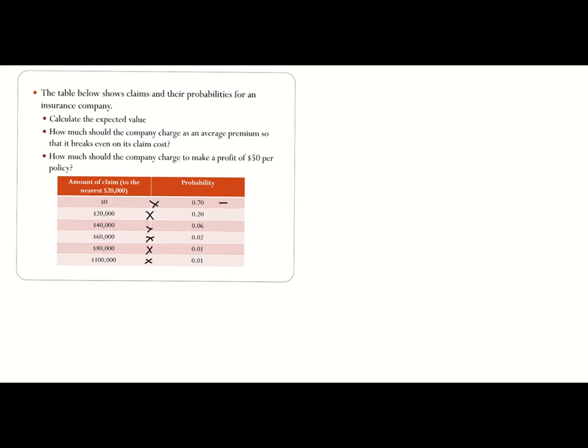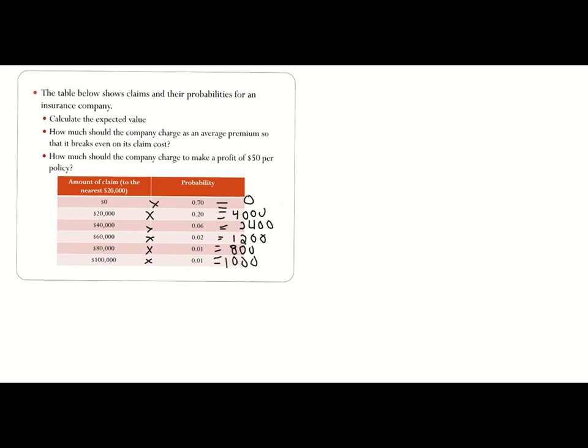So this first one will be 0. Then if we do 20,000 times 2/10, it gives us 4,000. 40,000 times 600 will give us 2,400. 60,000 times 200 will give us 1,200. 80,000 times 100 will give us 800. And then 100,000 times 100 will give us 1,000.